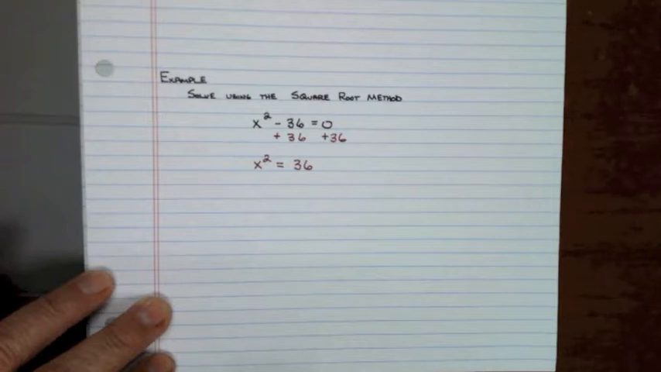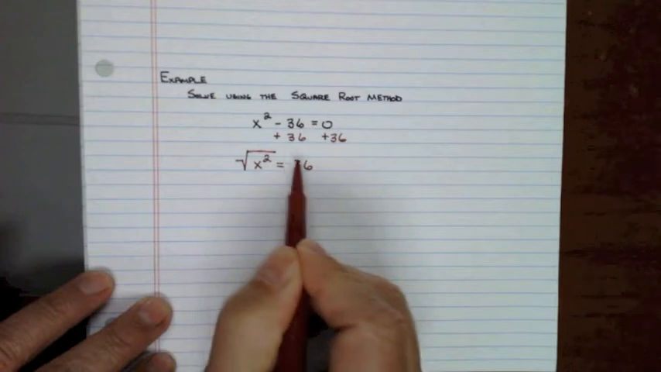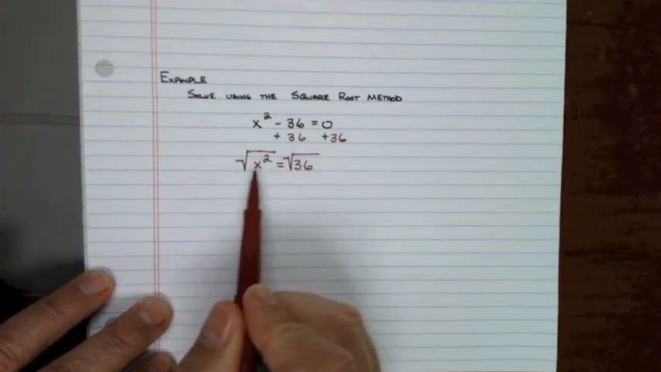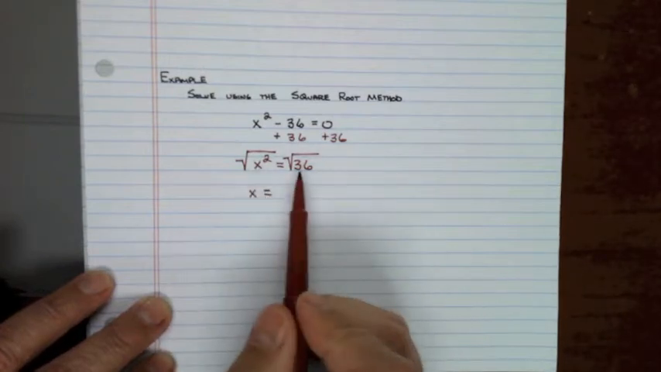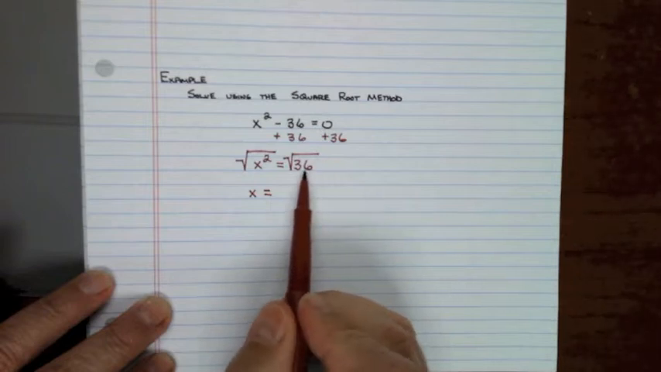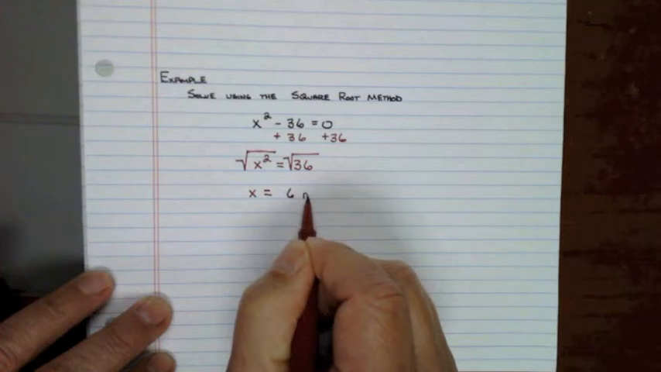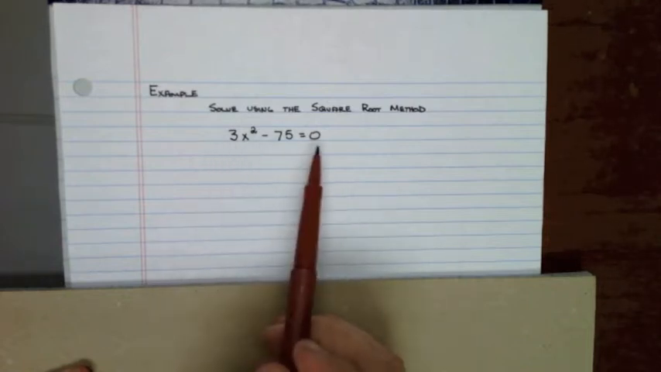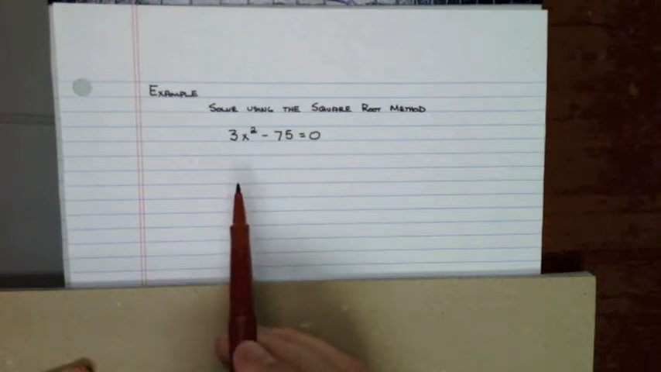Once it's in this form, once it's in this order, I can now take the square root of both sides. The square root of x squared, remember I need to find pairs. I'm going to write down one of them. Same thing here. What two numbers are exactly the same that multiply together to give me 36? That will be 6 and -6.